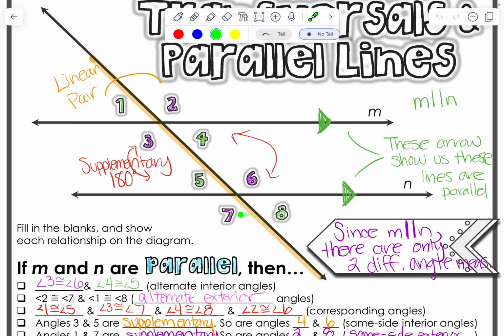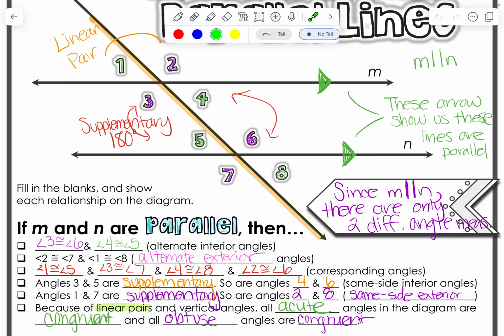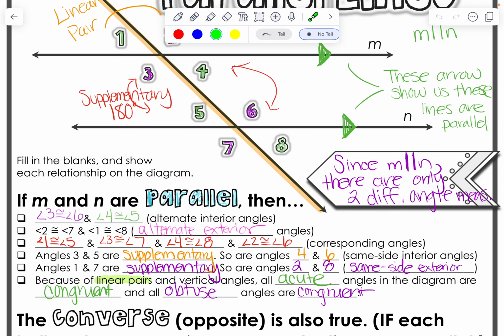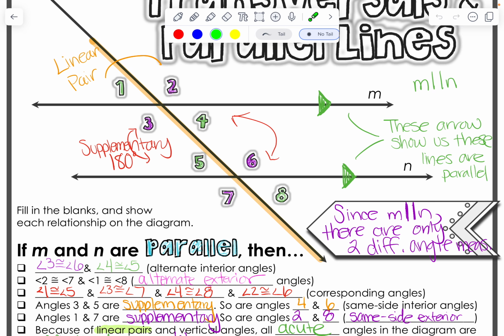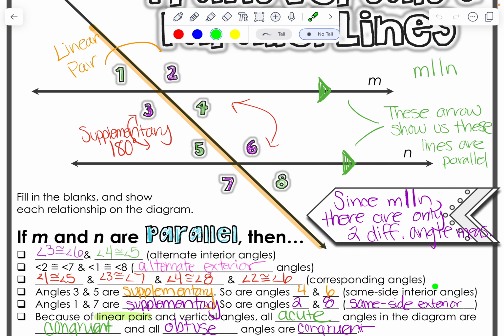All of our corresponding angles are also congruent. So angle 1 can slide and match up with angle 5. Angle 2 would slide and match with angle 6. Angle 3 can slide and match with angle 7. Angle 4 can slide and match with angle 8. Those are all different corresponding angles, and now those angles are all also congruent.